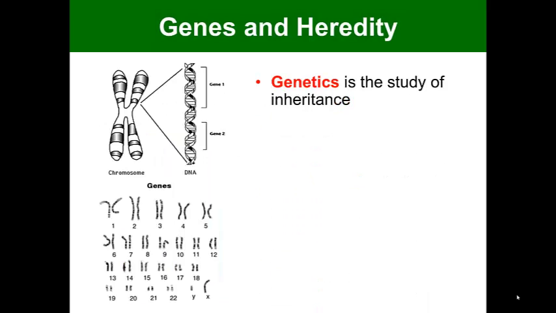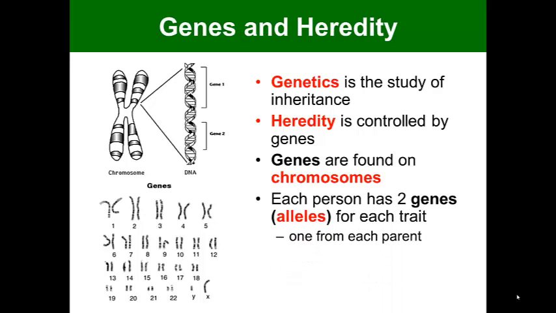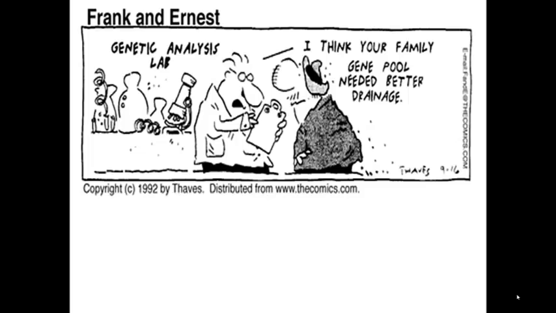Genetics is the study of inheritance. Heredity is controlled by the genes that you have. Genes are found on chromosomes, like we've talked about. Each person has 2 genes or alleles for each trait, one from your mother, one from your father.